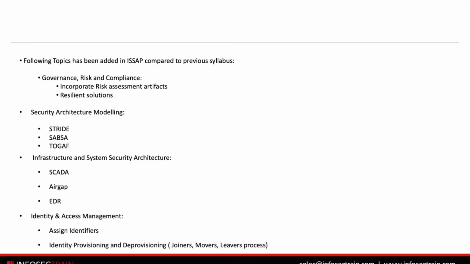Okay, when it comes to the infrastructure and system security architecture, you are going to get more and more questions on SCADA, the air gap, the EDRM solutions.